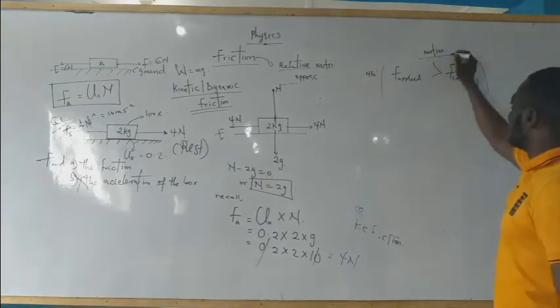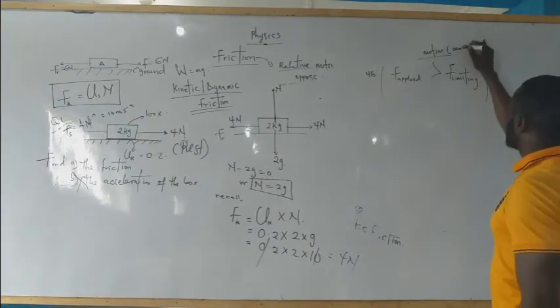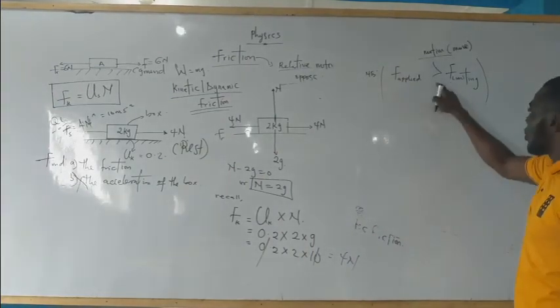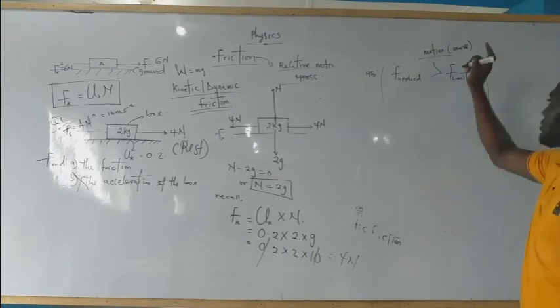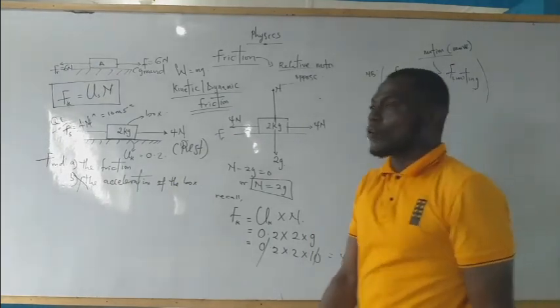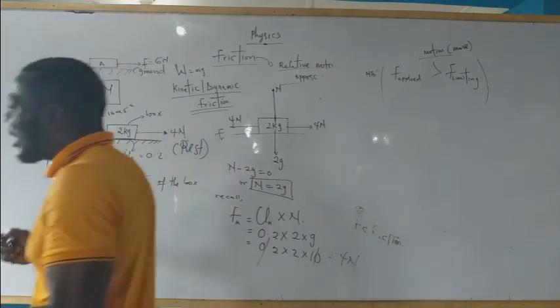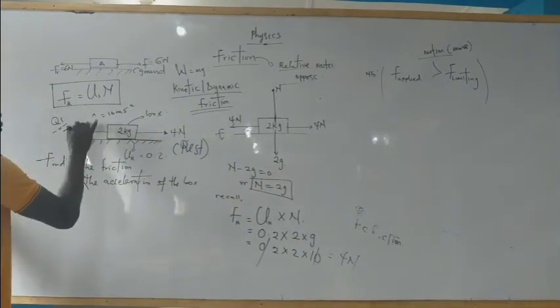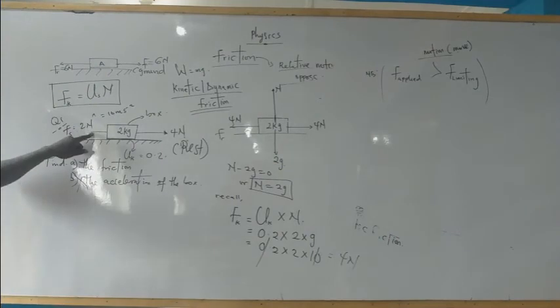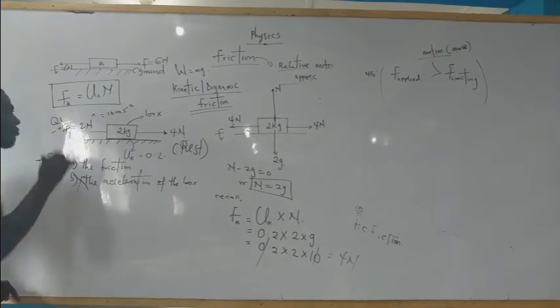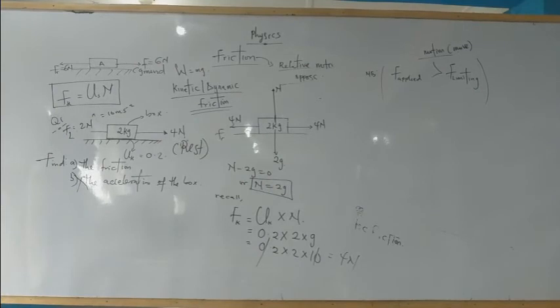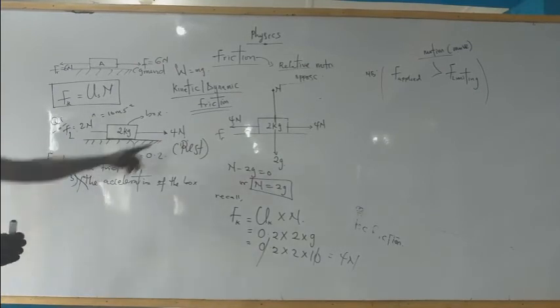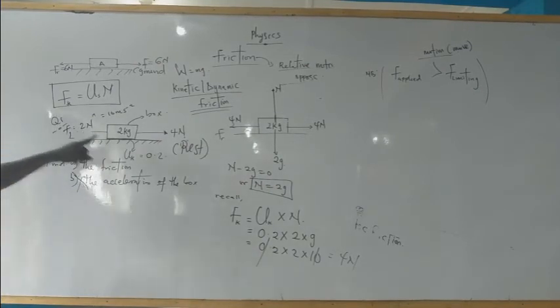So for the body to move, that's motion, the applied force must be greater than the limiting force. But let's say we have this to be 2 Newton. This is not static force. This is FL, that's the limiting force, because this is greater than this. 4 Newton, 2 Newton. The box will move.